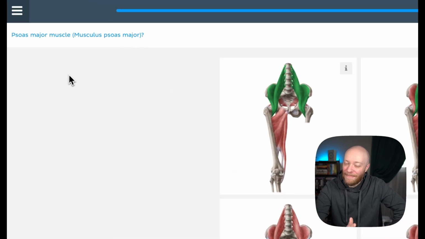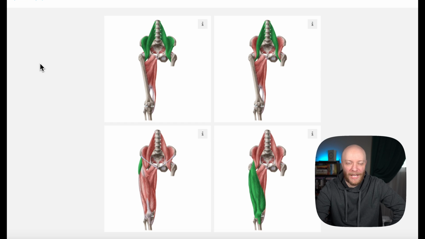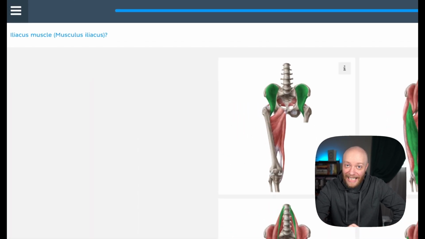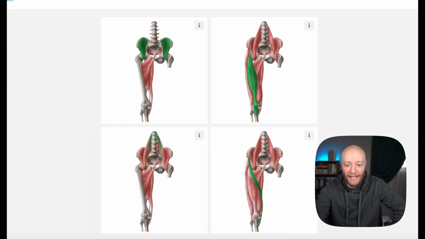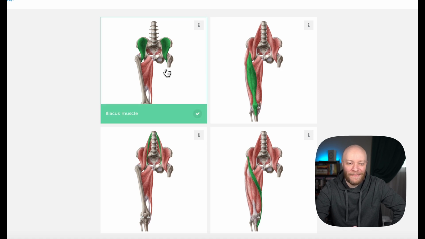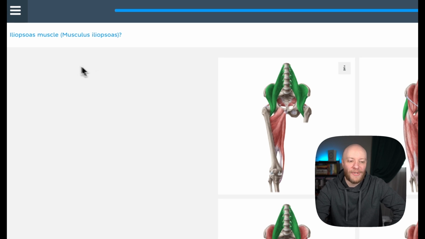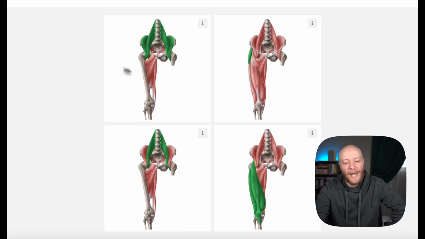The psoas major, which one do you think it's going to be? Again, you can pause it if you need extra time. Yep, it's going to be this one. Then we get to the iliacus. Iliacus, we've also discussed. Here we go. Now, I'm really interested in this one. So, no, actually, it's going to be the next one. Iliopsoas. Which one's going to be the iliopsoas?